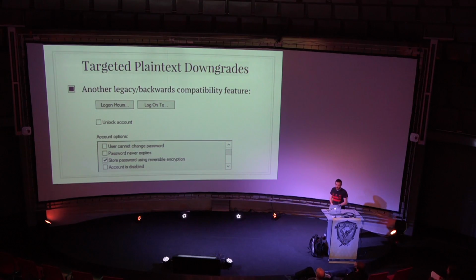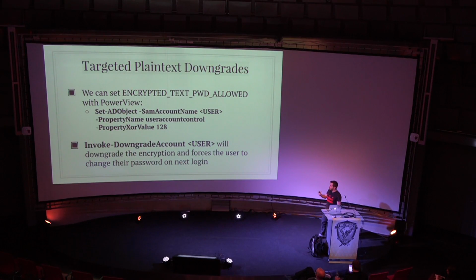Targeted plaintext downgrades is the next ACL component. It's another legacy backwards compatibility issue. In Active Directory, there's a field that says store password using reversible encryption. What this means is instead of just getting a hash, if you do something like DCSync, you can get the plaintext password for a user. It's not set on many accounts, but we can modify it for the purposes of a backdoor. If we do Set-ADObject in PowerView, and you have to do some XOR and all this kind of stuff, but if you run this one-liner, it'll set that particular field for the account.